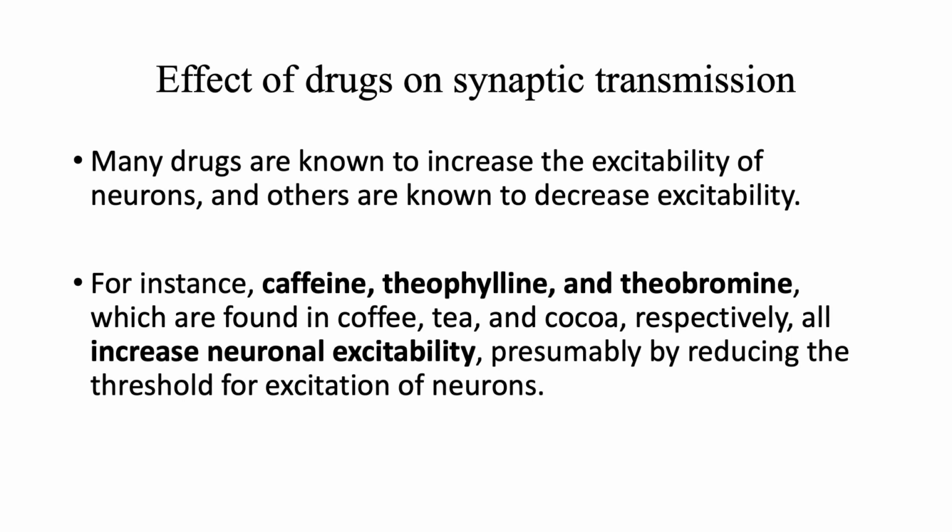Food, drink, supplements, and drugs can also interfere with the excitability of the neurons. Common examples are caffeine in coffee, theophylline in tea, and theobromine in cocoa. They all can increase the excitability of the neurons. Whereas, for example, anesthetic drugs will decrease the excitability of the neurons.